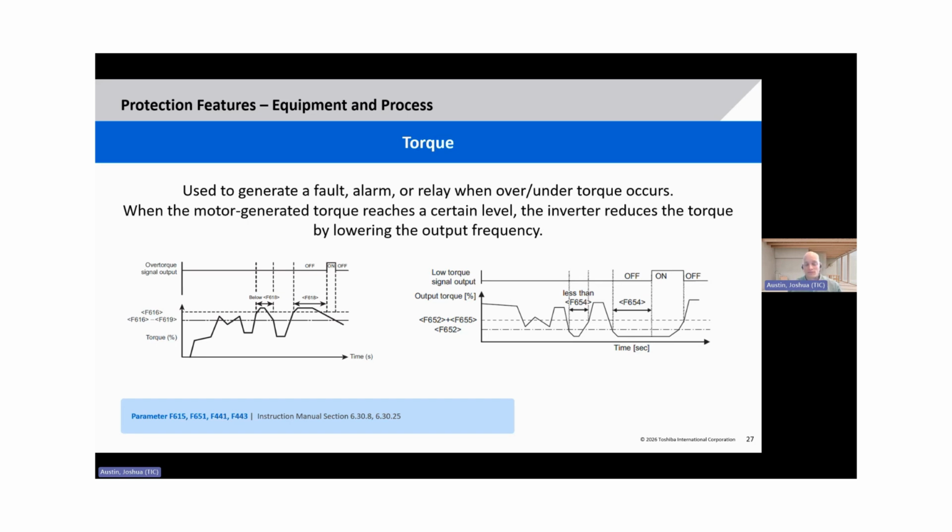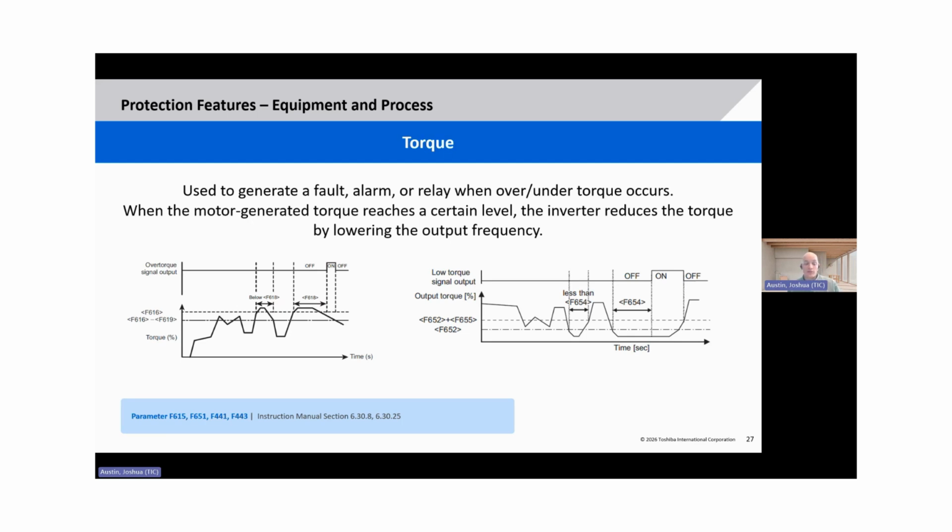That would typically be a torque trip, where we can set a hard limit where if the drive reaches this estimated torque value, because it's using the output current to estimate torque for that motor, then we can shut down the drive.